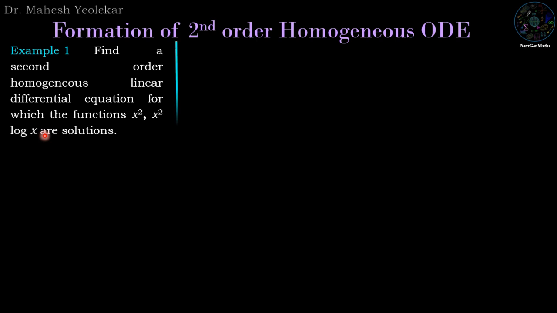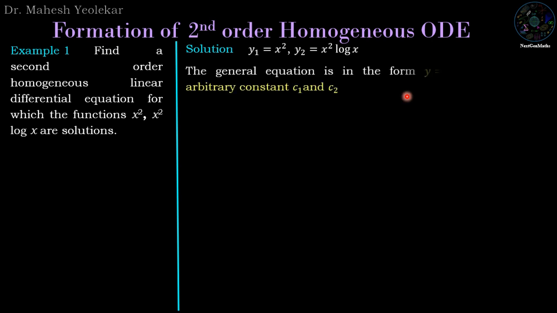We are going to find the corresponding second order differential equation. We already discussed that the general form of the solution of a second order differential equation is y equal to c1 y1 plus c2 y2. So here y1 equal to x square and y2 equal to x square log x. So the general form is y equal to c1 x square plus c2 x square log x. To form the second order differential equation, we have to eliminate c1 and c2 from y, and for that we will use the derivative of y. So if we take the first derivative, then y dash is equal to 2 c1 x plus c2 x plus 2 c2 x log x.